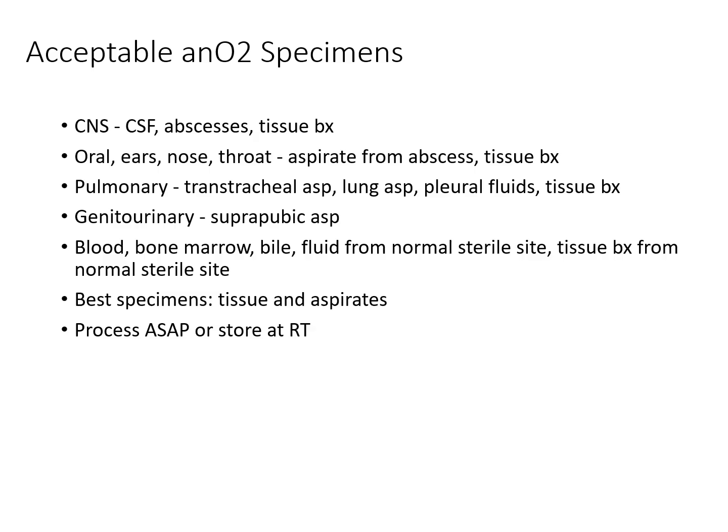Just an additional note, the best specimen types for this are tissue samples and aspirates, and this is due to reduced contamination and better recovery of those anaerobes. For specimen handling, process specimens as soon as possible after collection or store at room temperature until processing to maintain anaerobic viability.